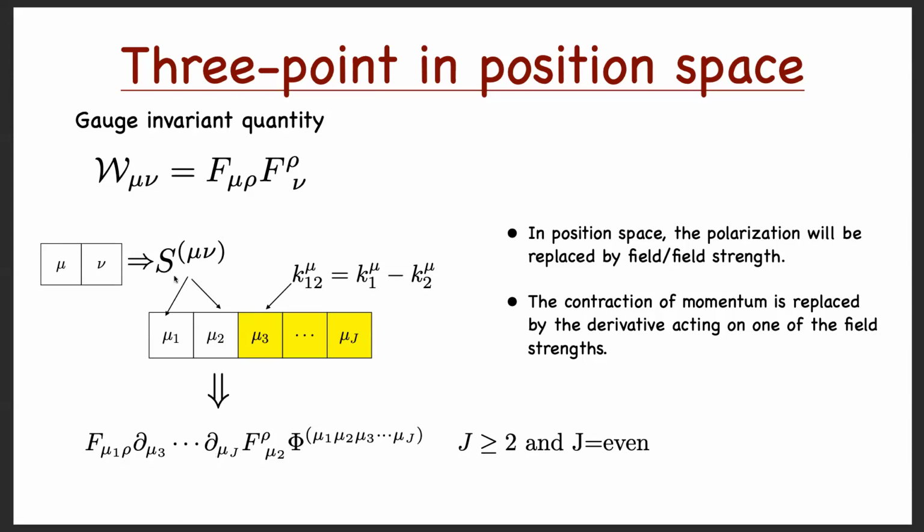So this complex quantity H means that I have to construct it from the fields. H is the field strength for the photon, and phi is the field for the massive particle. I have to construct the Lagrangian that will describe this type of interaction, and J has to be greater than or equal to 2, and they have to be even.